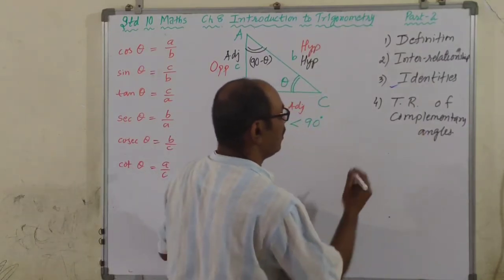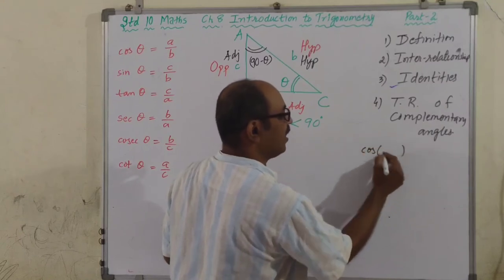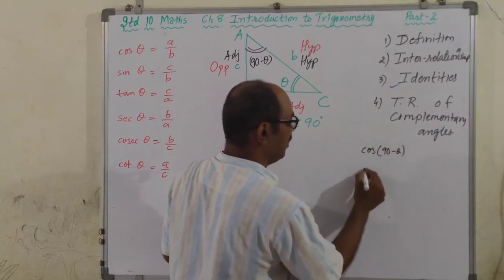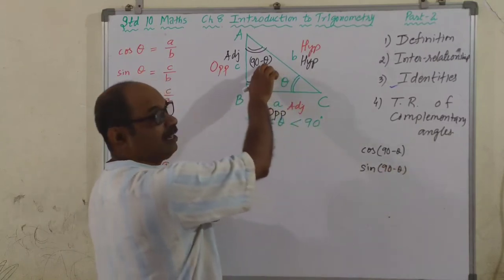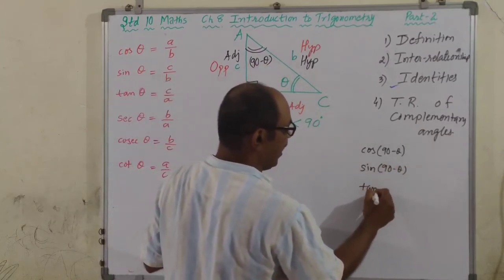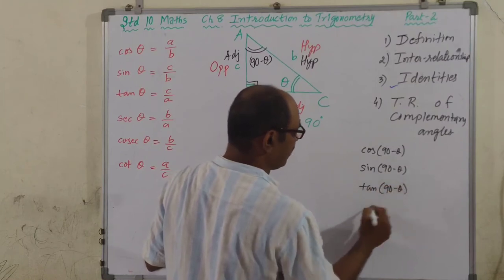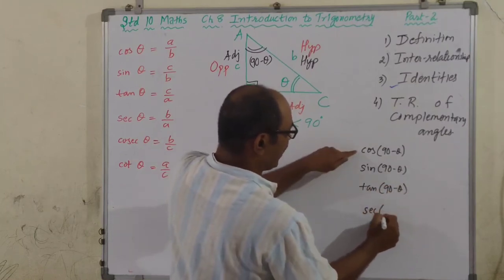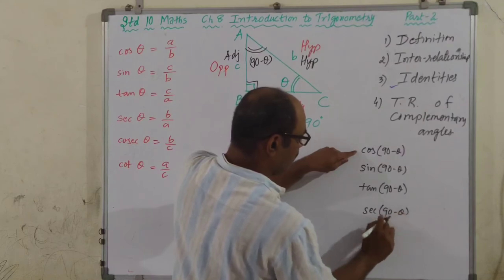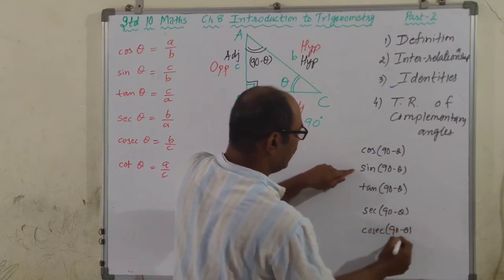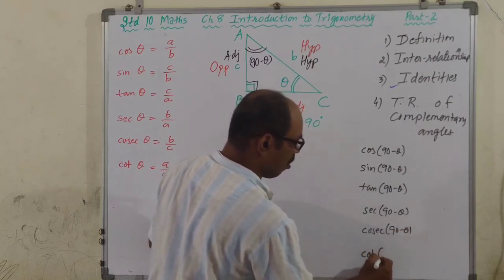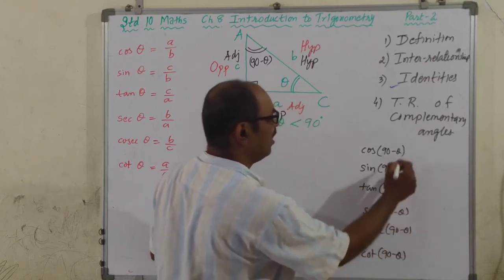First, cos of 90 minus theta. Then sine of 90 minus theta, with respect to this angle. Then tan of 90 minus theta. Its inverse, sec of 90 minus theta. Then its inverse, cosec of 90 minus theta. And the inverse of tan, that is cot of 90 minus theta.